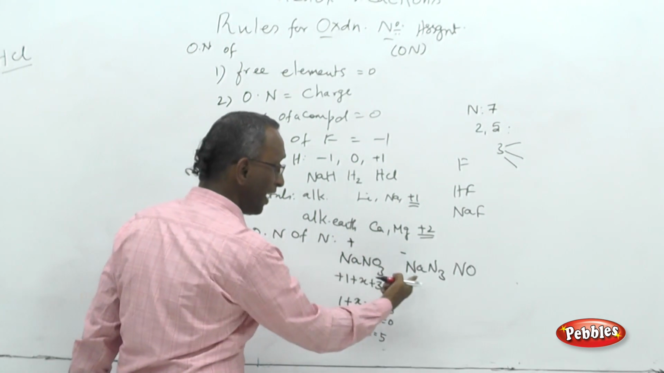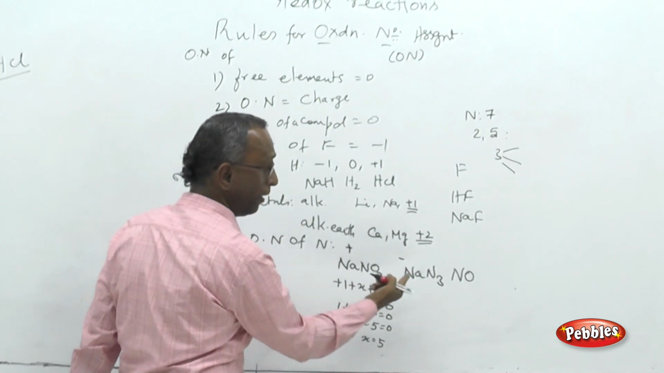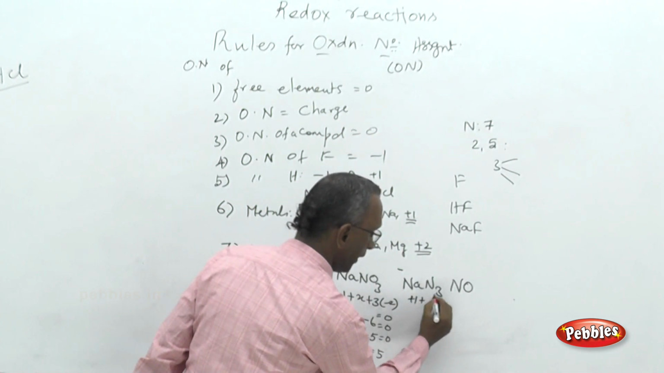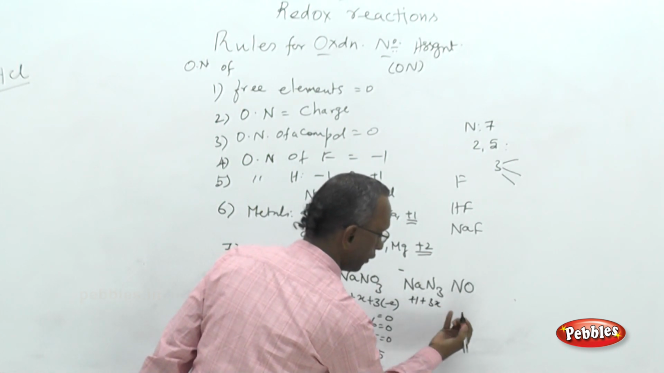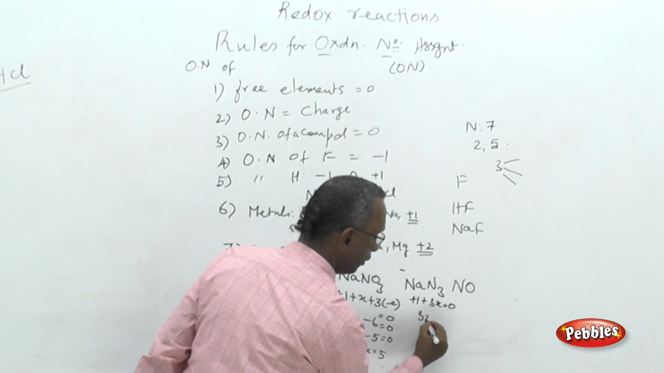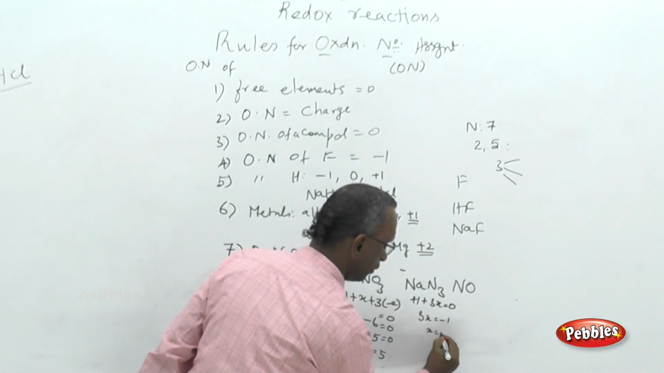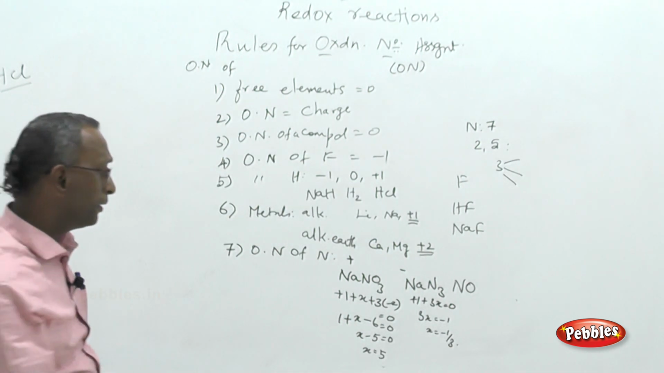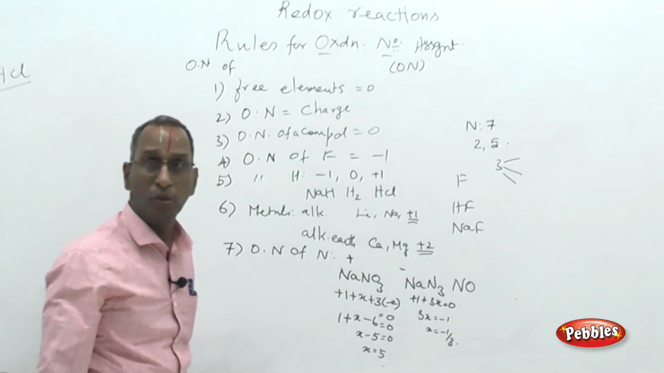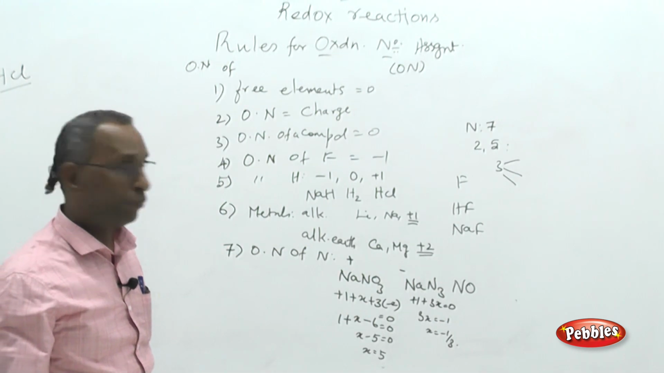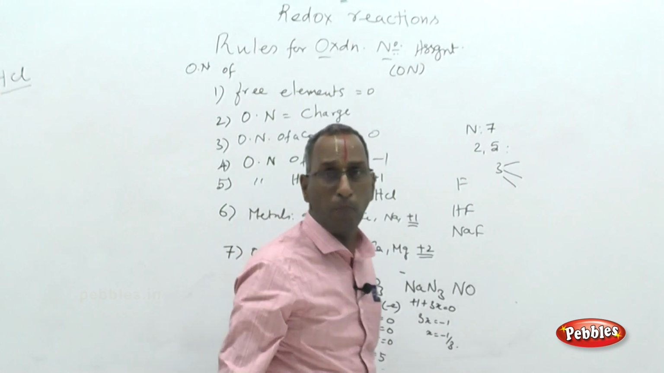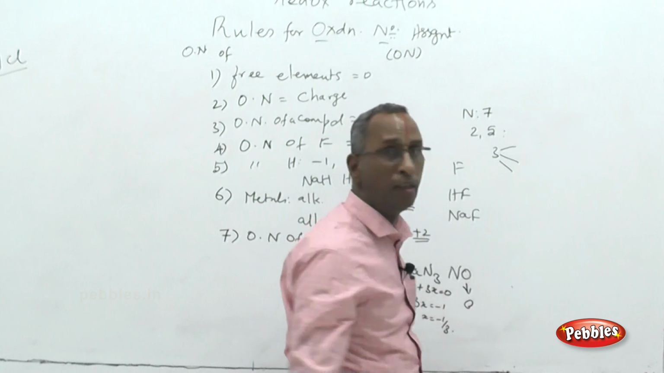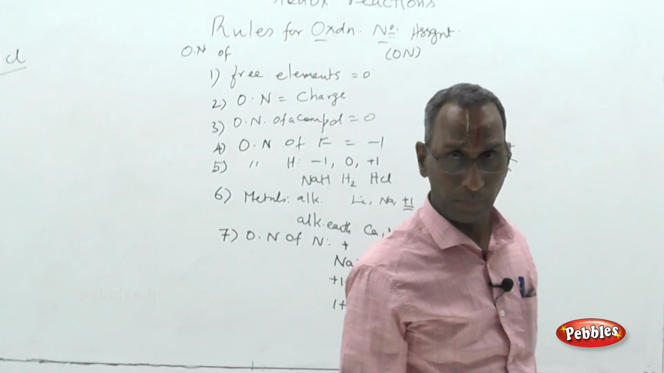But this is NaNO3, and this is NaN3. This we have already seen: +1 plus 3 nitrogens, X we don't know, 3X equal to -1, X equal to -1/3. That is to be noted. So here its oxidation state is -1/3. It is a covalent compound. Here the oxidation state of nitrogen in its free element or compound is 0. That is to be noted.